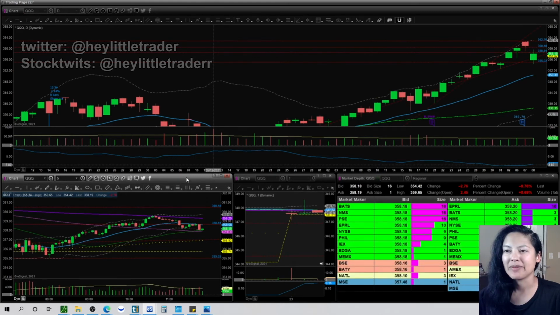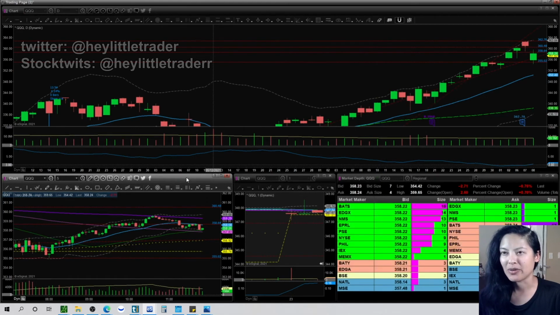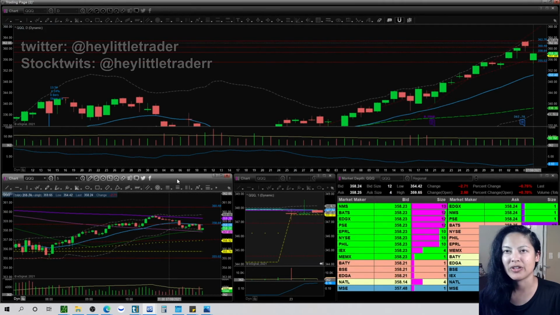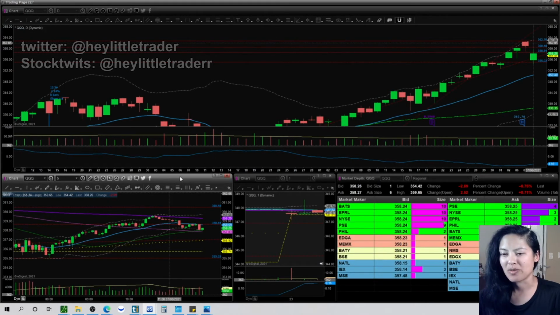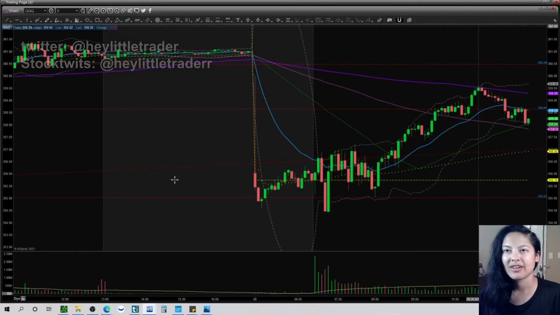I'm using eSignal, by the way, which I really like for charts that are less than 1 minute. You can really get pinpointed entries on your reactions to these lines. So here's a zoom in, here's the 5-minute chart.